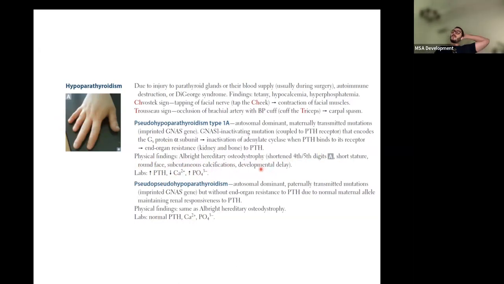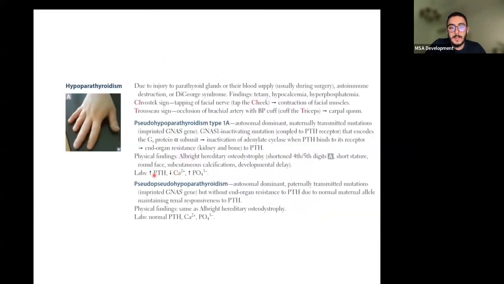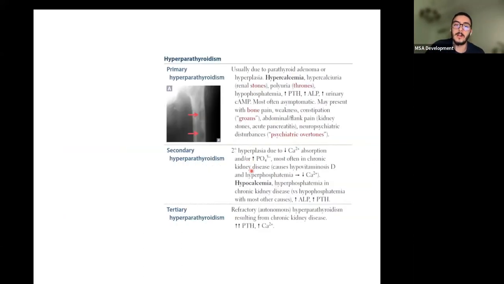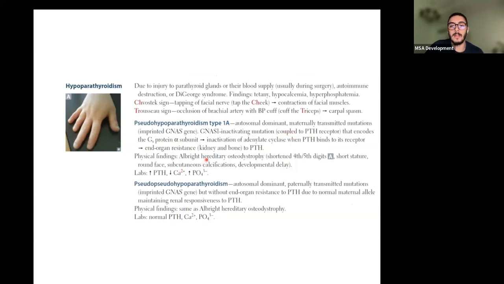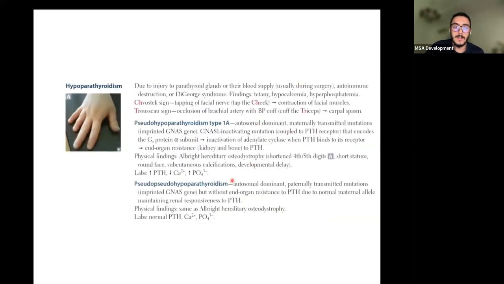Okay, so a question might arise: the lab results in a pseudohypoparathyroidism patient are the same lab results as secondary hyperparathyroidism, right? Hypocalcemia, hyperphosphatemia, and high PTH. What's the difference? How can we differentiate? Basically, physical findings first. First of all, secondary hyperparathyroidism is not an autosomal dominant or a gene issue. It's just an issue with your kidneys that is causing hyperparathyroidism. Here, there's nothing wrong with the kidneys except the receptors are insensitive. No insensitivity in the receptors in secondary hyperparathyroidism.